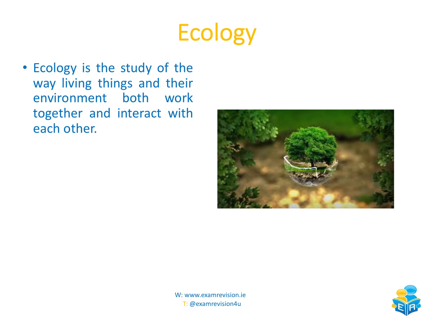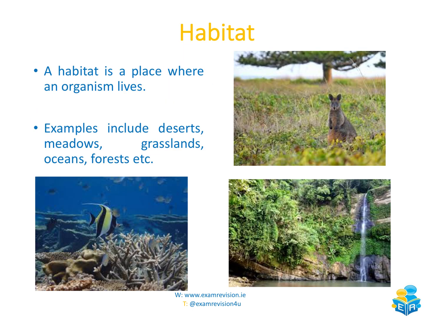Now, the first thing we're going to look at is a definition of what ecology actually is. Ecology is the study of the way living things and their environment both work together and interact with each other. When we look at living things, we're looking at plants and animals, seeing how they work together and interact with each other, and it's all of those interactions that give us the definition of ecology.